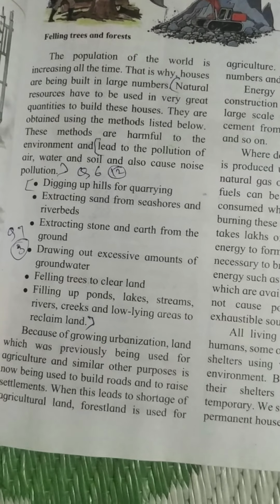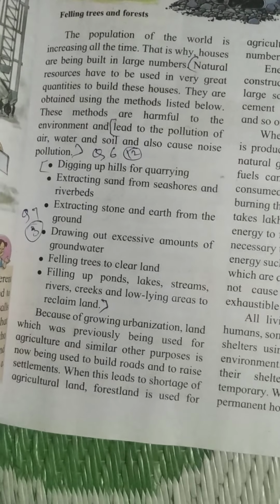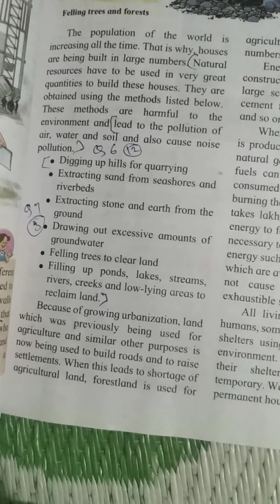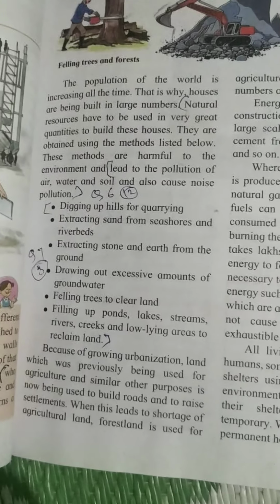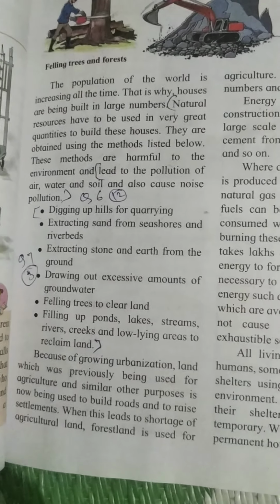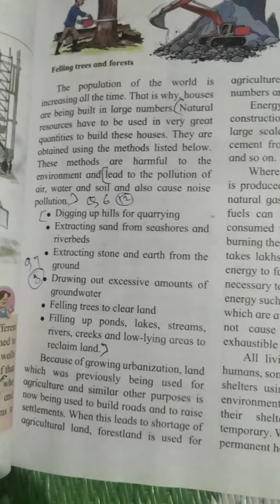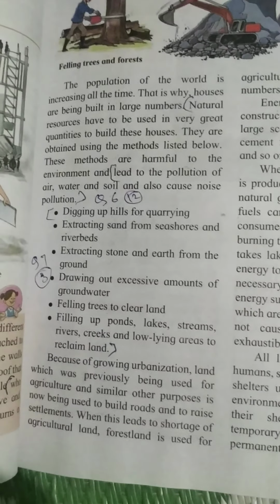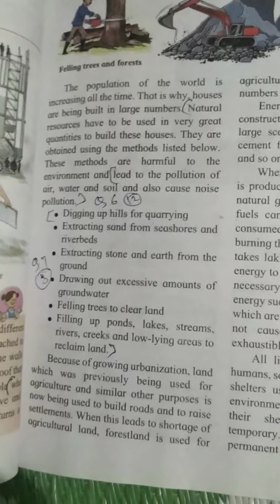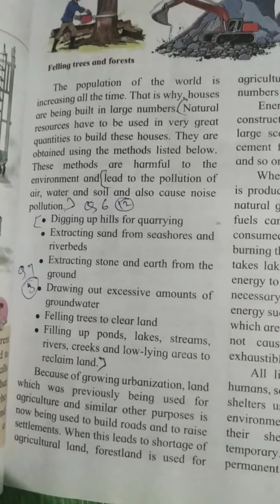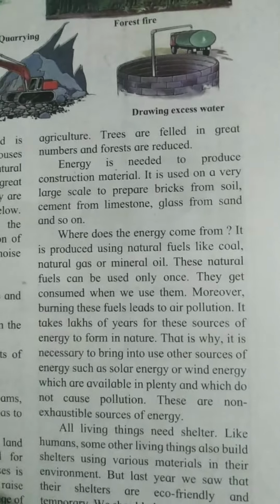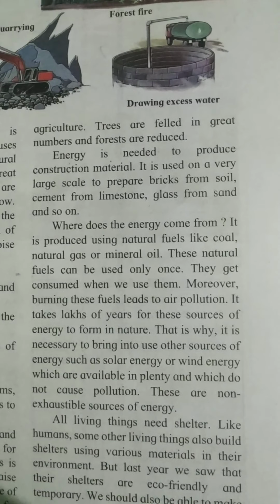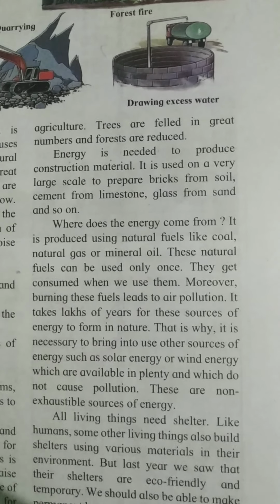This leads to a shortage of agricultural land, so forest land is used for agriculture. When urbanization increases, they are using agricultural land for construction. After that, when less land is available for agriculture, at times they are using forest land. The trees are felled, and large numbers of forests are also reduced for that agriculture. Energy is needed to produce construction material.